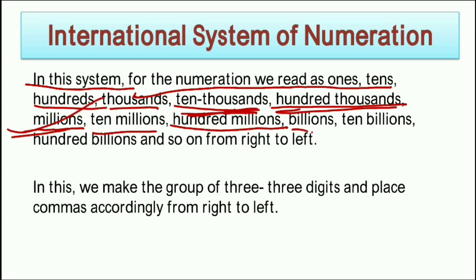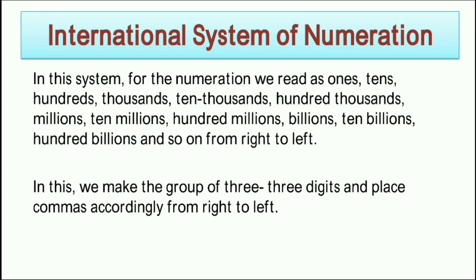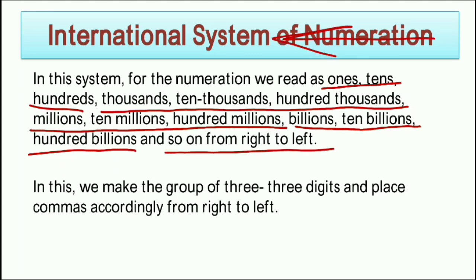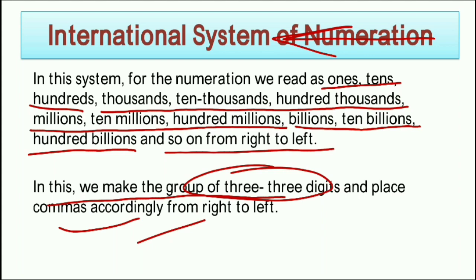After millions what comes? Billions, 10 billions, and 100 billions. So we have understood. Let me repeat: ones, tens, hundreds, after that thousands, 10,000 and 100,000, million, 10 million, 100 millions, billion, 10 billion, and 100 billions, and so on. And we read right to left, obviously. In this we make the group of 3 digits and place the comma accordingly. Placing the commas we will read.